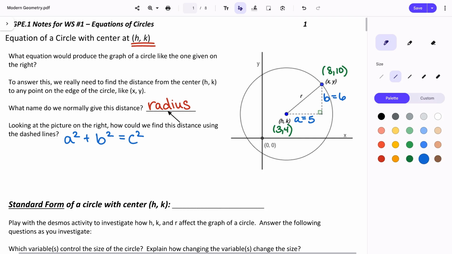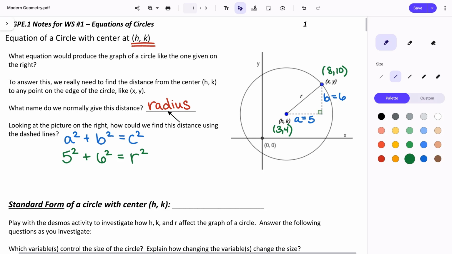If I were to plug these in now to find the radius, I could. So back over here, I could put in for a, 5 squared. In for b, I could put 6 squared. And in for c, I could put r squared. Okay, and then I could go through the motions, I could square the numbers, I could add, I could square root, all that stuff, okay? I don't really care to do that right now. I don't really care how much the radius is, but I could do that if I wanted to.